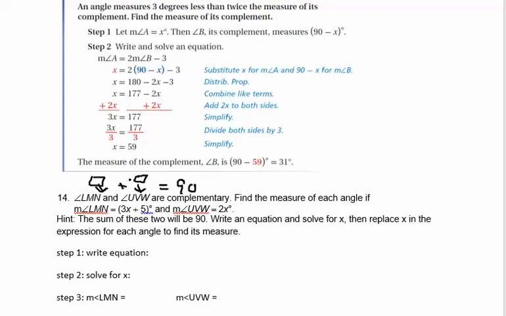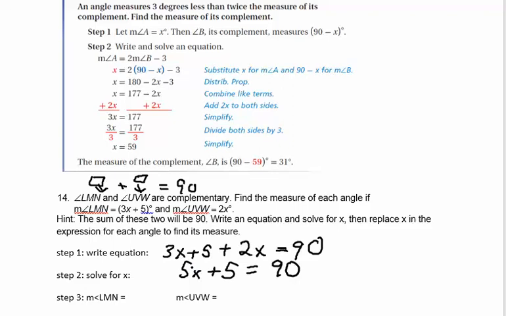So my equation is going to be that 3x plus 5 plus 2x is equal to 90. That's the equation. Now, solving for x, your first step is to see if there's variables on both sides. There's not. Add like terms on each side. We have a 3x and a 2x. That's 5x. There's a plus 5. There's no other constant numbers, so we just write plus 5, and that's equal to 90.